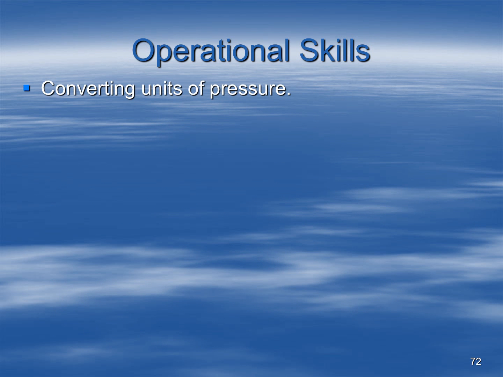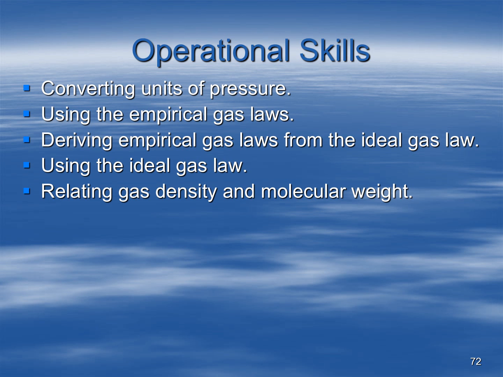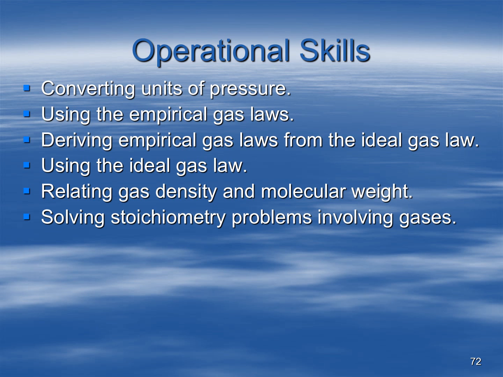And what should you be able to do at the end of this chapter? You should be able to convert units of pressure from atmospheres to torr, torr to millimeters of mercury to atmosphere. You should be able to use the empirical gas laws. I don't think I'm going to ask you to derive the empirical gas laws from the ideal gas law, but you should be aware of how it came to be. Be able to use the ideal gas law, be able to relate density and molecular weight using those equations, be able to find density or molecular weight given those equations and pressure, volume, etc. Be able to solve that.